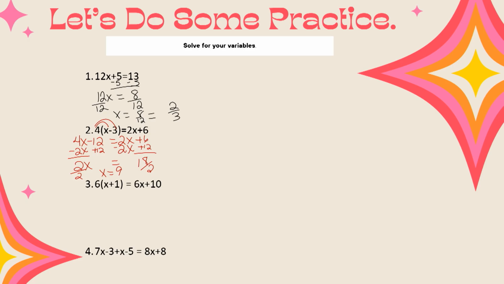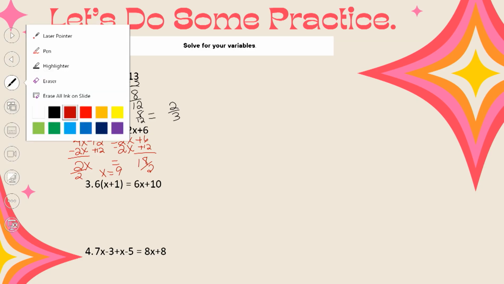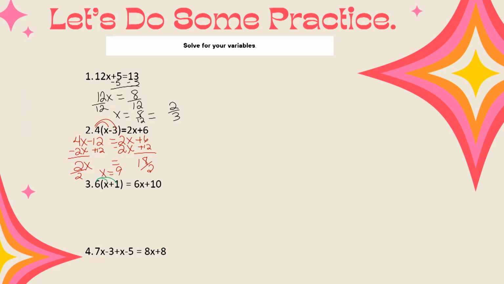So let's look at number 3. 6 times x plus 1 equals 6x plus 10. So let me get yet another color. Distribute. So I'm going to have 6x plus 6 equals 6x plus 10. So then I'm going to put my variables on the left, my numbers on the right. I'm going to subtract 6 on both sides, and I have 4. I'm going to subtract 6x on both sides and have 0. I cannot have anything equal 0 but 0.